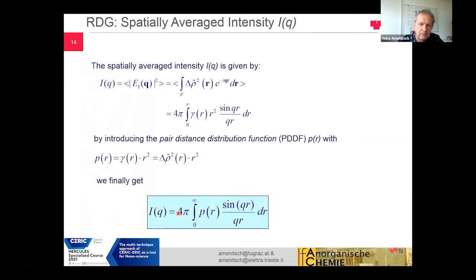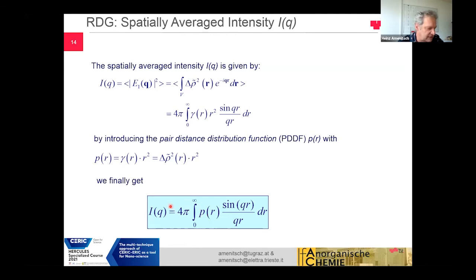Okay, so if you go on, you have to calculate not only in real space, but also in reciprocal space, where you have to do the spherical average. And then you have this gamma of R square, sin QR divided by QR. This is exactly the rotational average here. And then you have to redefine this square root convolution function by adding this R square. And then we end up with this formula, where you have this Fourier transformation, the sin QR divided by QR term, multiplied by this pair distance distribution function.